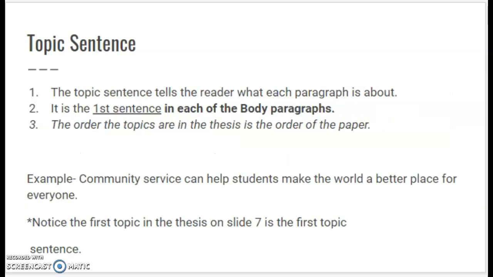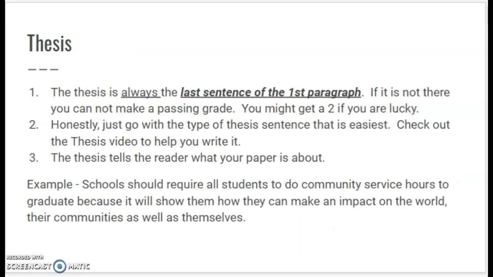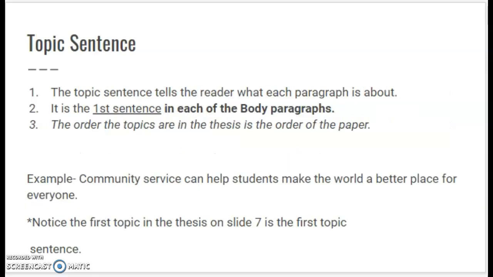Next sentence is in our body paragraph. So each body paragraph will have a topic sentence. The topic sentence is that first sentence of each body paragraph, right? And where we've gotten that topic, we've gotten it from the thesis. So remember our thesis? Schools should require all students to do community service hours to graduate because it will show them how they can make an impact on the world, their communities, as well as themselves. What are we going to talk about first? Well, we're going to talk about making an impact on the world, right? So that's our first body paragraph.